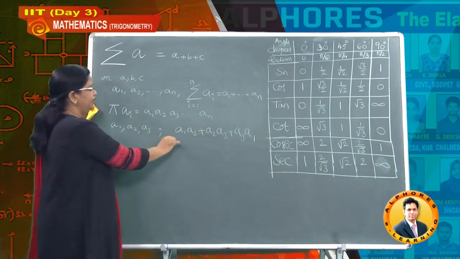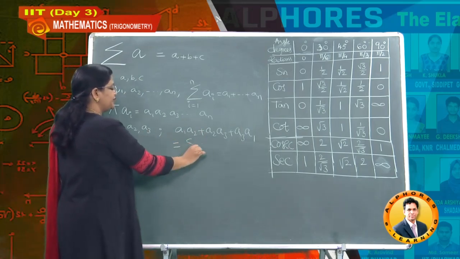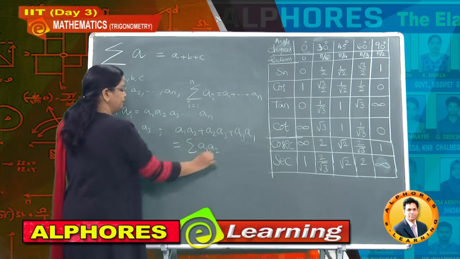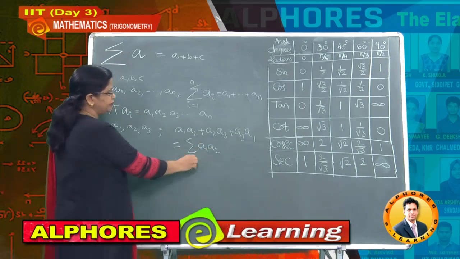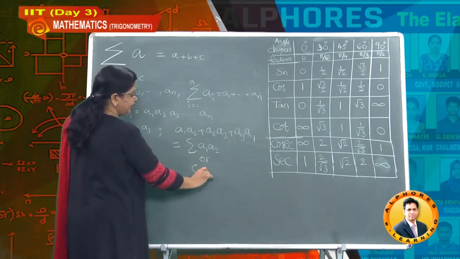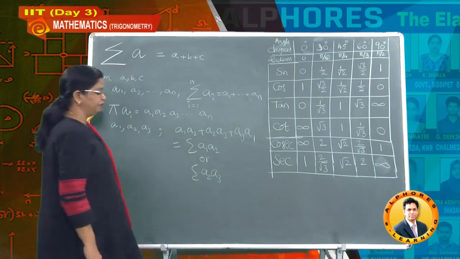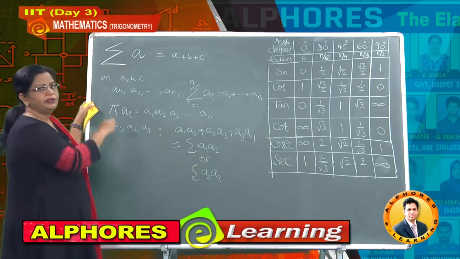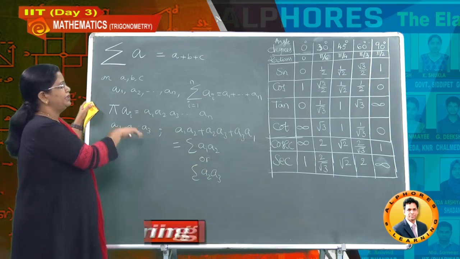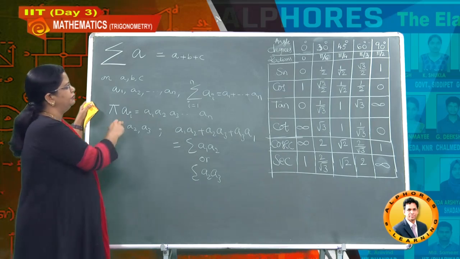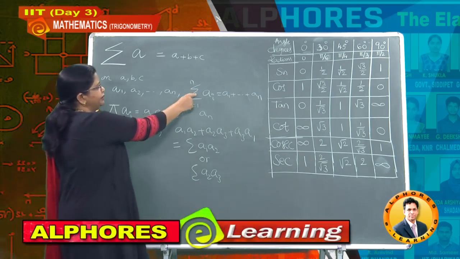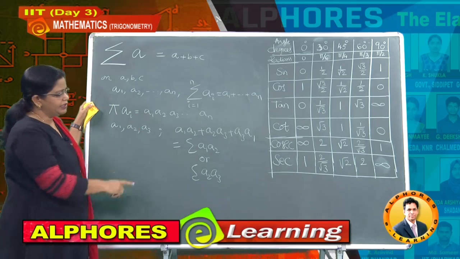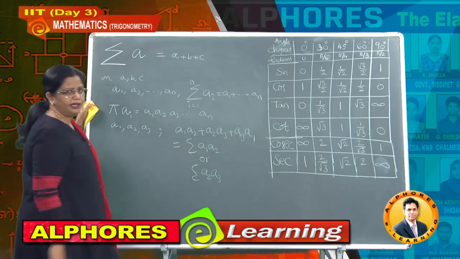Then instead of writing the same value, you can express it as sigma a1 a2, understand, or you can express it as sigma a2 a3 also, nothing will happen. On three terms you can write the product in this way. So this is the meaning of sigma. Instead of writing big terms in our problems, simply you can express it as sigma ai, and here also simply we write sigma a1 a2.